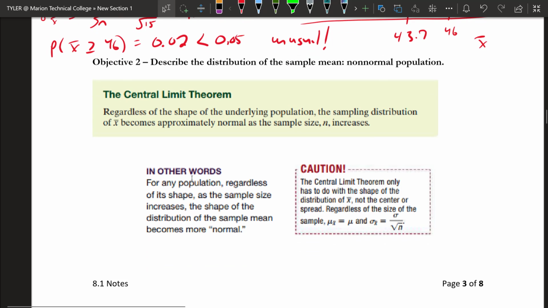Also, the central limit theorem talks about the shape of what x bar is going to look like. It doesn't talk about the mean or standard deviation, right? So the mean and standard deviation equations are still going to remain the same regardless of the shape of the population. But what the central limit theorem allows us to do is think about how, as n gets bigger, the sampling distribution of x bar is going to be more and more normal, right?